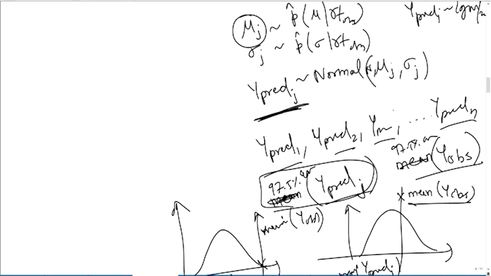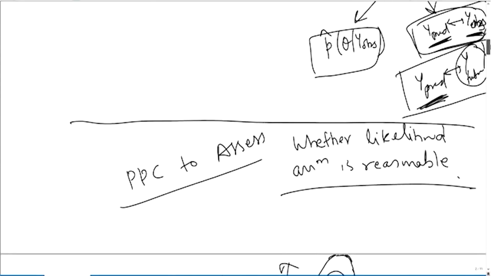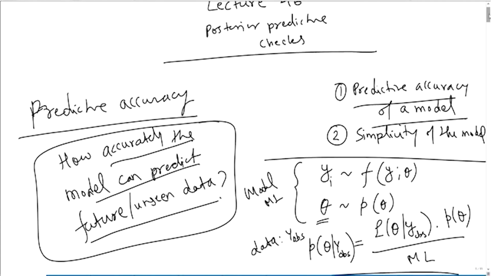You can see in detail how to implement it in R in my lecture notes, but I'm not going into more details of this, because this is not very important for the purpose of evaluating predictive accuracy of a model. This is not the main point of these lectures. I just gave you a brief overview of posterior predictive checks, and I also discussed why this cannot be used as a measure of predictive accuracy of the model, but it has utility in assessing whether your likelihood assumption is reasonable or not.